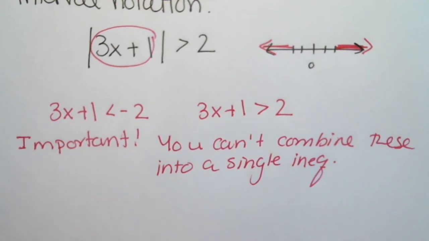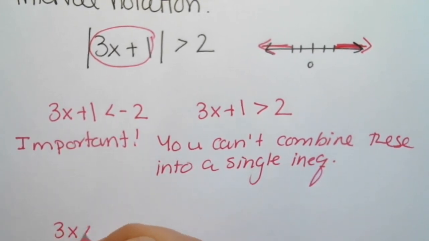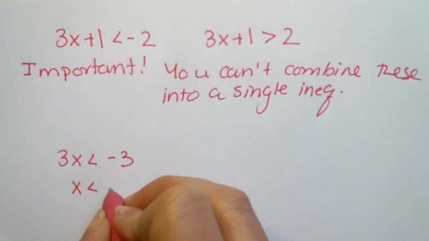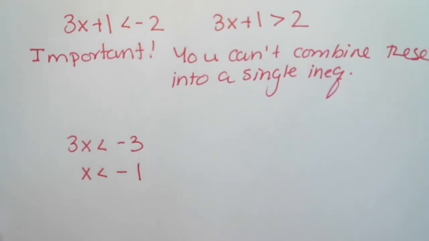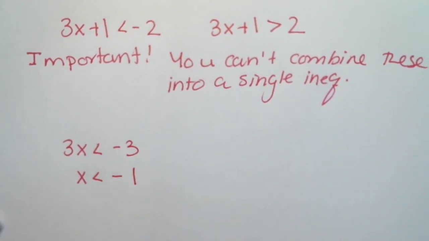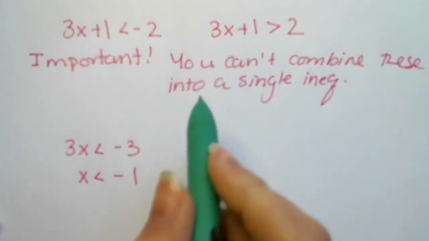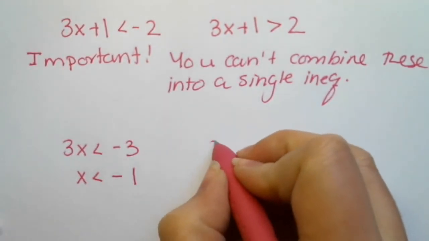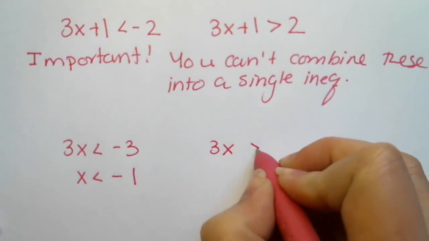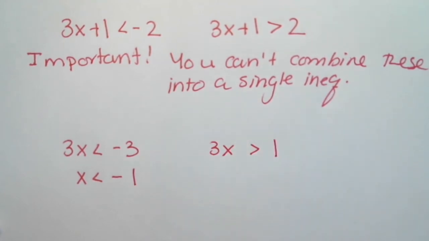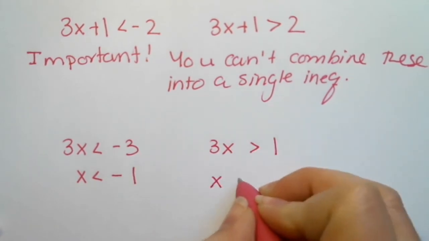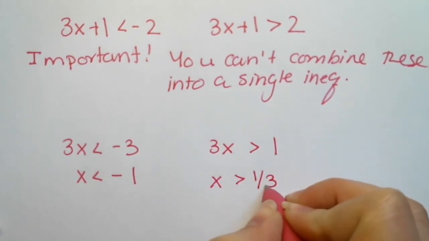I'm going to subtract 1, that gives me 3x is less than -3. And then I'm going to divide by 3, so x is less than -1. Then I'm going to look at this one. I'm going to subtract 1, so I get 3x is greater than 1. And then I'm going to divide by 3, so x is greater than 1/3.